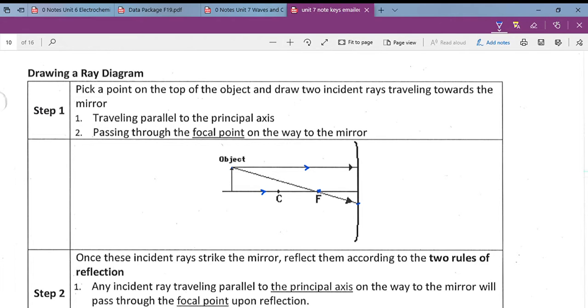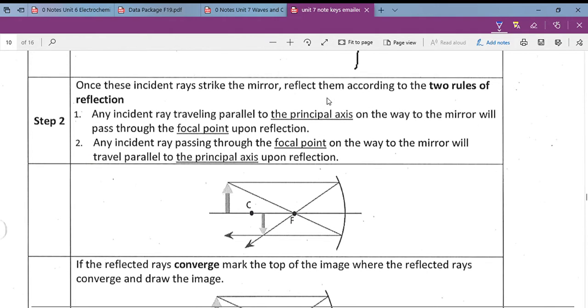So your incident ray that came in parallel to your principal axis, when it reflects, is going to reflect through the focal point. So this is your one that came in parallel to your principal axis, and when it reflects, I'll just grab a different pen color, it's going to reflect through your focal point. Then your one incident ray that came in through your focal point, so that's this one going down here, when it reflects, it's going to reflect parallel to the principal axis. So it's going to do the opposite of what it does on the way in.